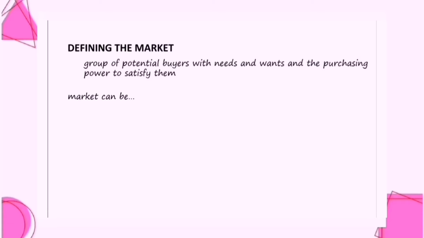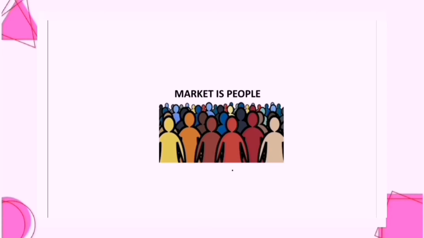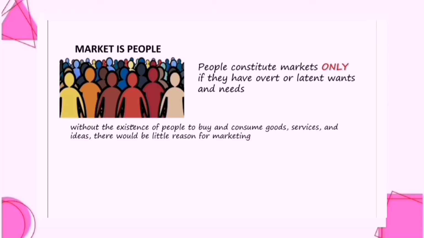A market can also be a people, place, and economic entity. A market is people because without the existence of people to buy and consume the products, foods, services, and ideas, there would be little reason for marketing. Aside from this, people constitute markets only if they have overt or latent wants and needs.